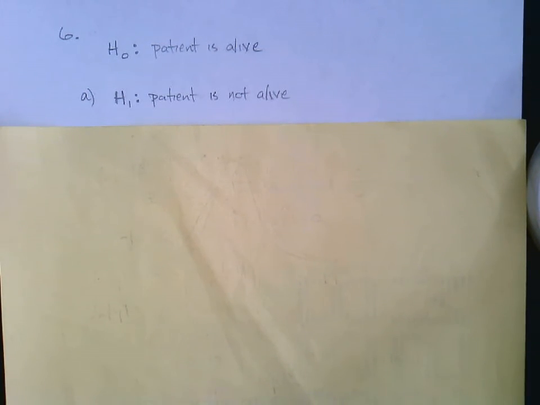Okay, so now what we are really getting after is part B. Which type of error has greater consequences? Okay, well, let's try and figure out what both errors would mean, and then we'll think about which one would have the greater consequences. So what would the type 1 error be in this situation?